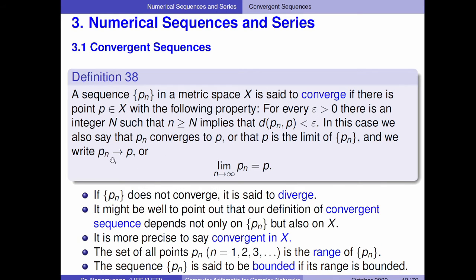And you write Pn approaches P, or using the notation of limit, the limit of Pn as n goes to infinity is equal to P. If the sequence Pn does not converge, it's said to diverge. It might be well to point out that our definition of convergence of a sequence depends not only on Pn but also on X. This is very important, right guys?